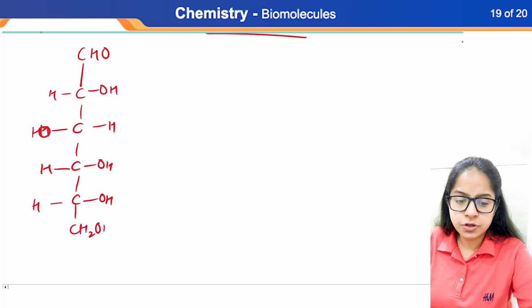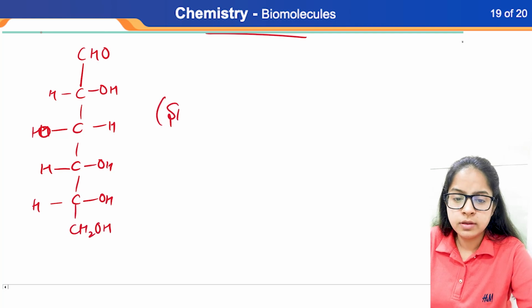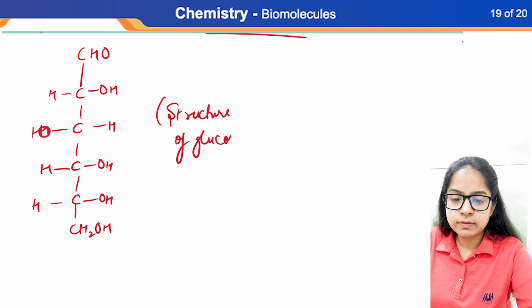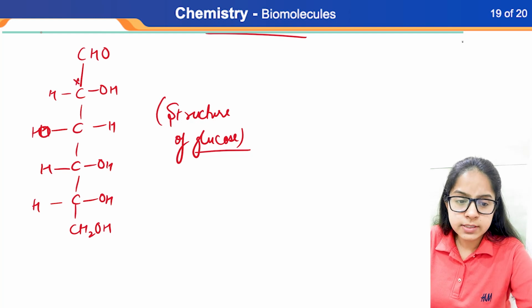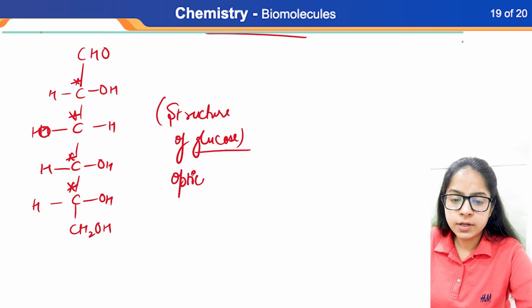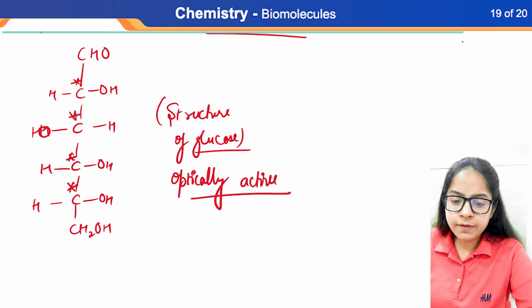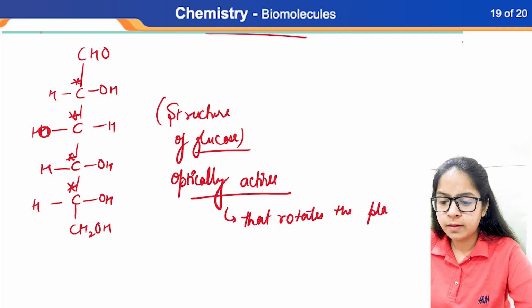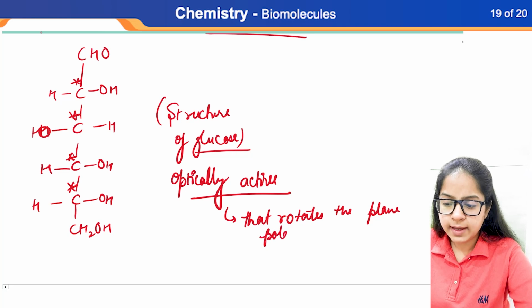So this is the structure of glucose. These are the chiral centers here. That's why the compound is optically active. Which compound is optically active? That rotates the plane polarized light.